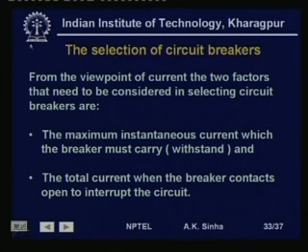Now, what do we do with this short circuit current that we have calculated? We will use it for the selection of circuit breakers, which are used to interrupt these faults or isolate these faults from the circuit or the network. From the point of view of current, the two most important factors that need to be considered in selecting circuit breakers are, first, the maximum instantaneous current which the breaker must carry. This is the current which instantaneously flows as soon as the fault occurs. The second important factor is the current which the circuit breaker is finally going to interrupt. This current is somewhat lower because the circuit breaker takes some time to interrupt this current.